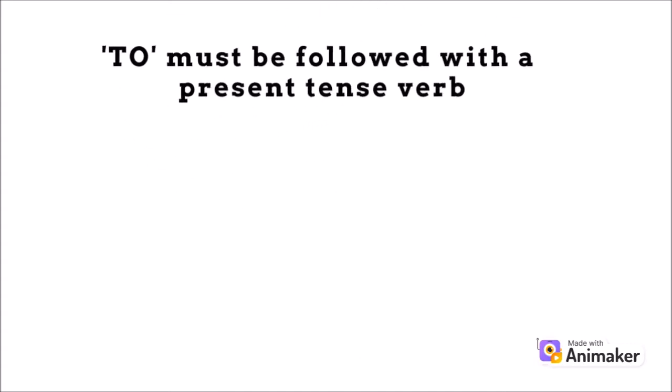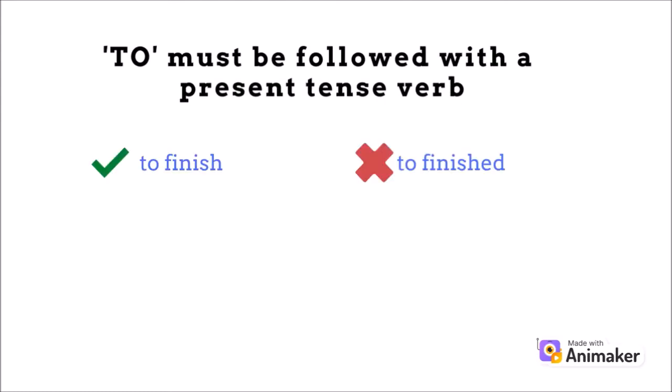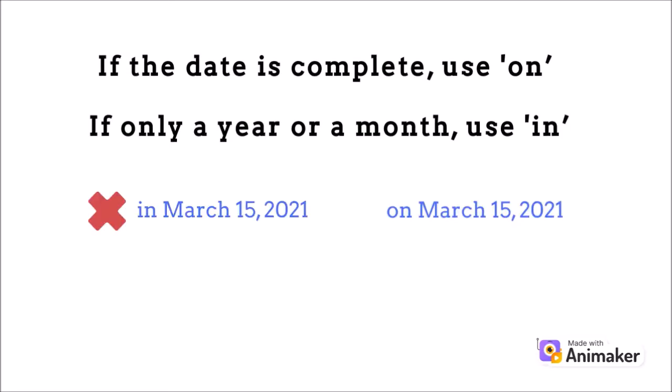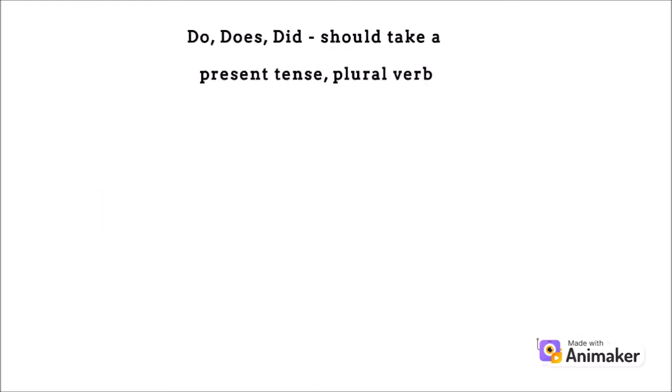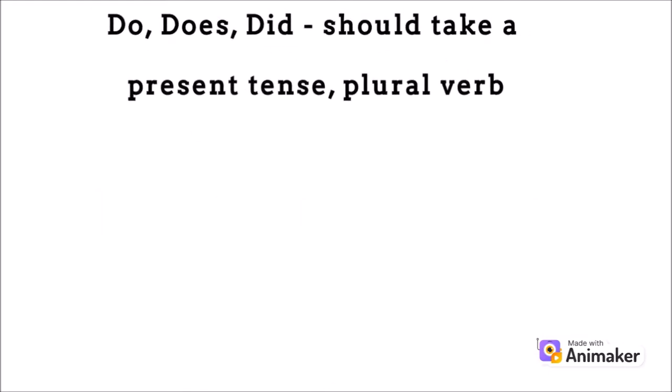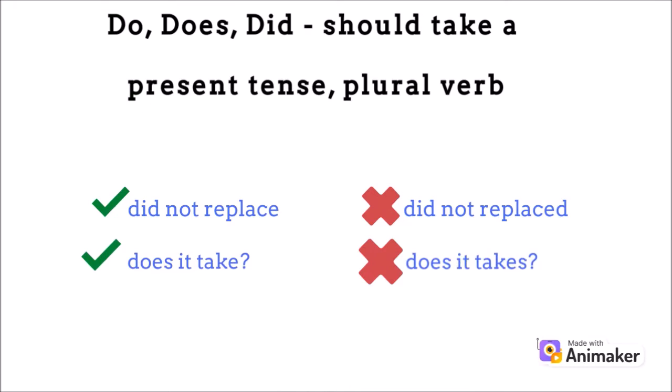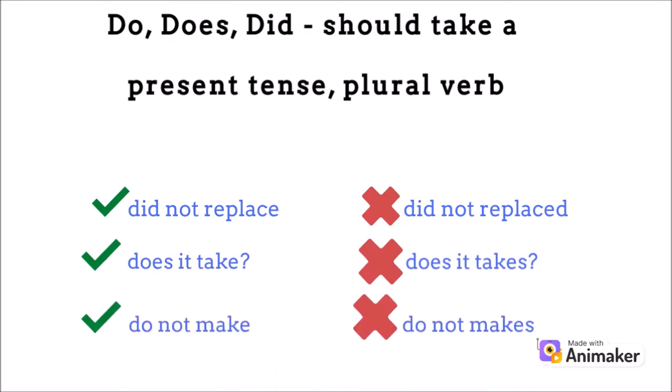To must be followed with a present tense verb. Say to finish instead of to finished. Say to follow instead of to followed. If the date is complete, use on; if only a year or a month, use in. Do, does, did should take a present tense plural verb. You say did not replace instead of did not replaced. Say does it take. Don't say does it takes. Say do not make instead of do not makes.